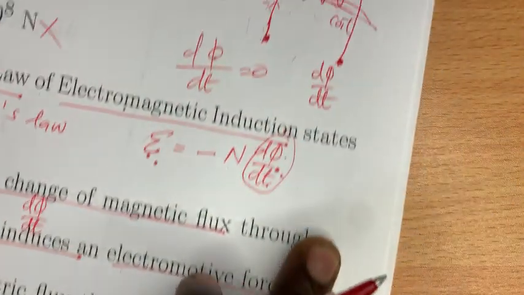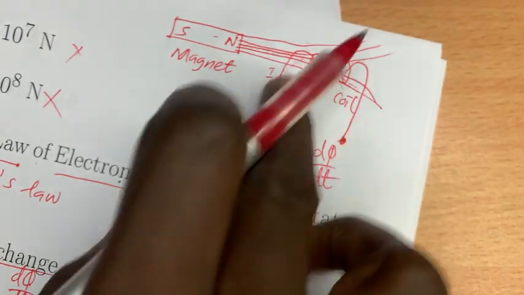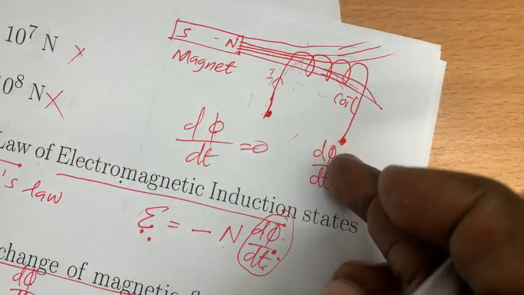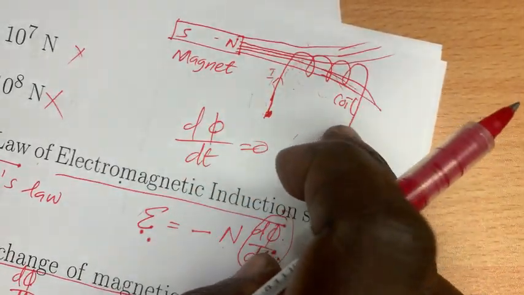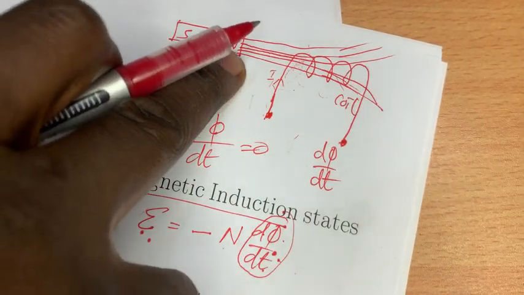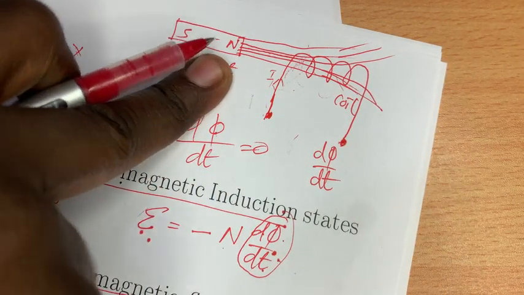So with this, it means I can create electric current and an EMF just from the magnetic field that I have here, without the use of a battery.